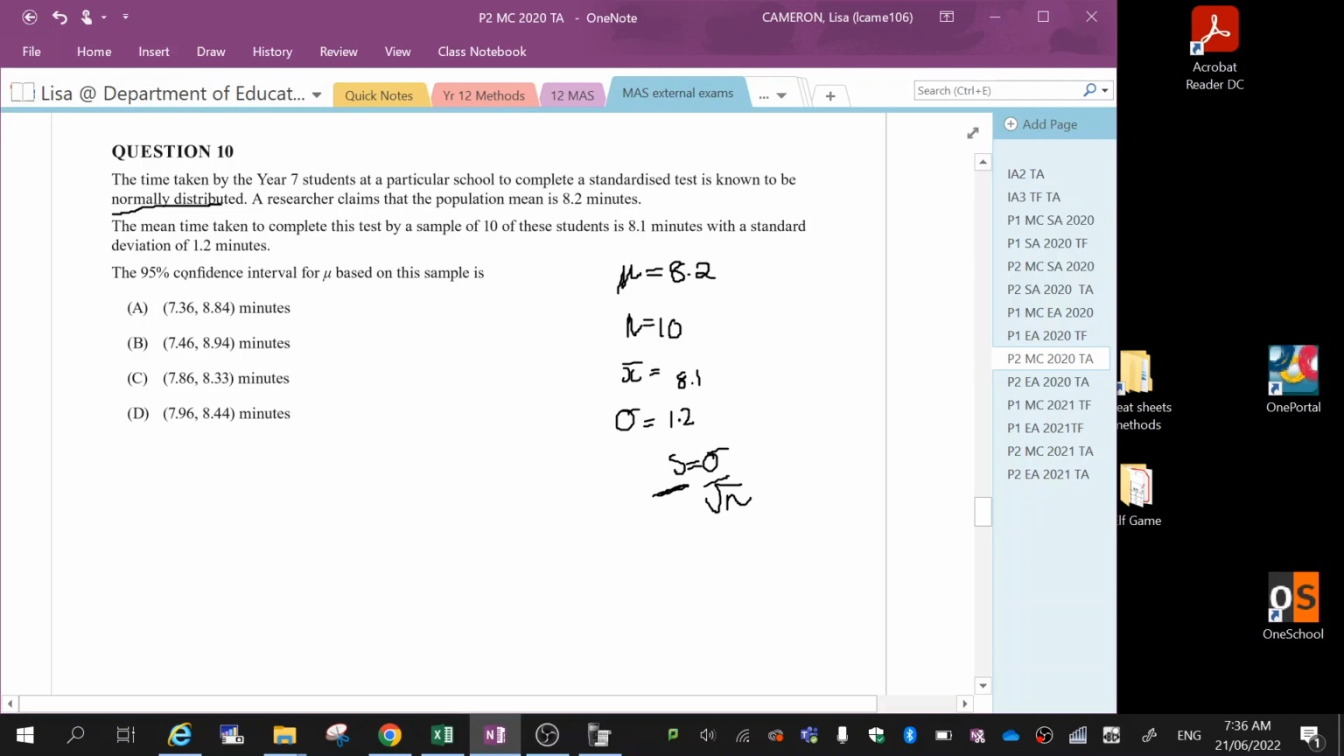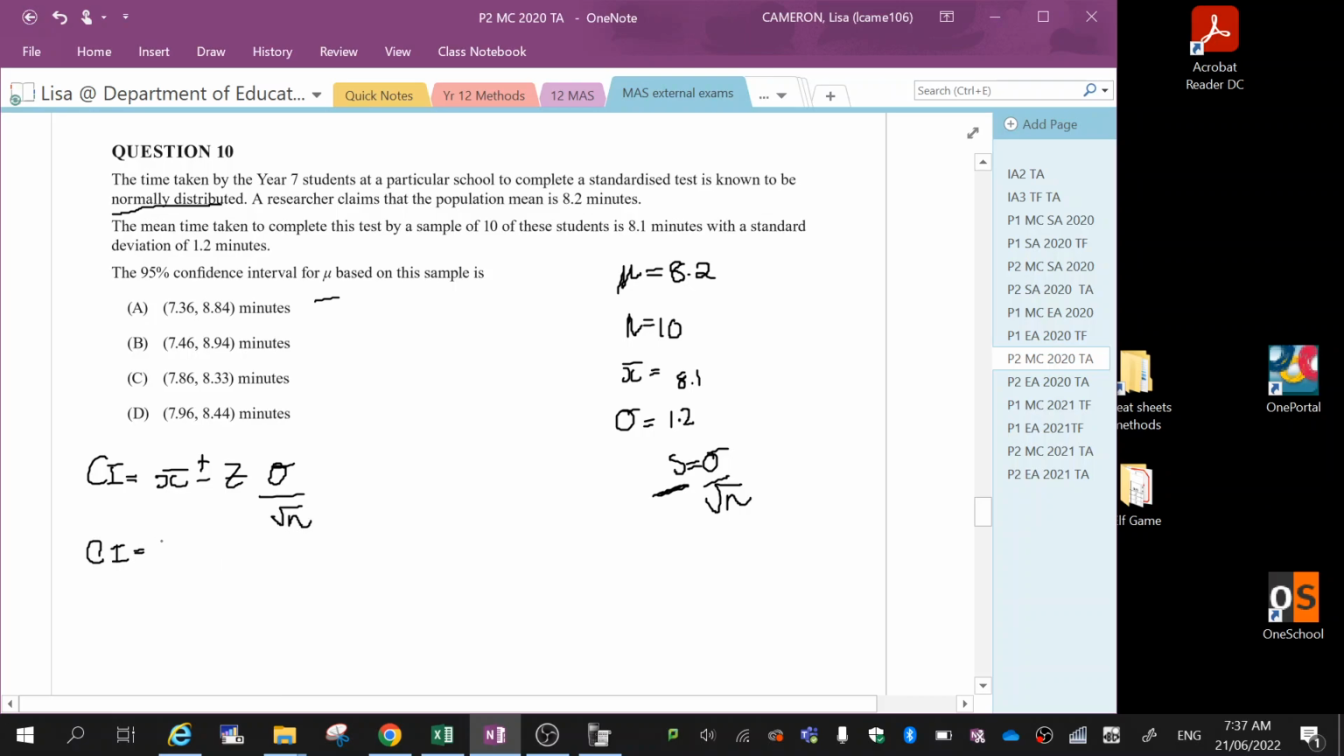Okay, so the 95% confidence interval for the mean based on this sample is, and then we've got a couple of different options. So let's first think about what our formula is for confidence intervals. Okay, and now we're just going to chuck our values in and see what we're solving for.